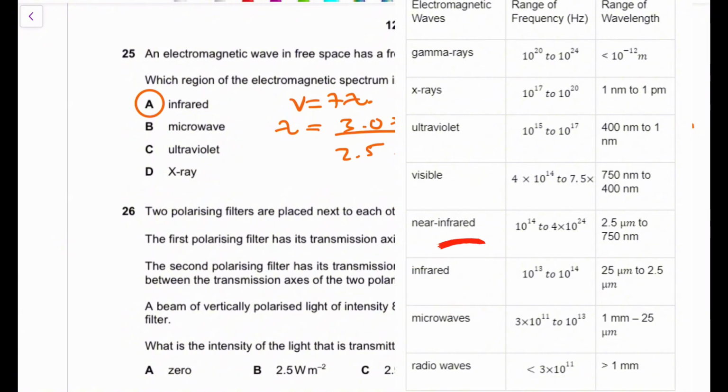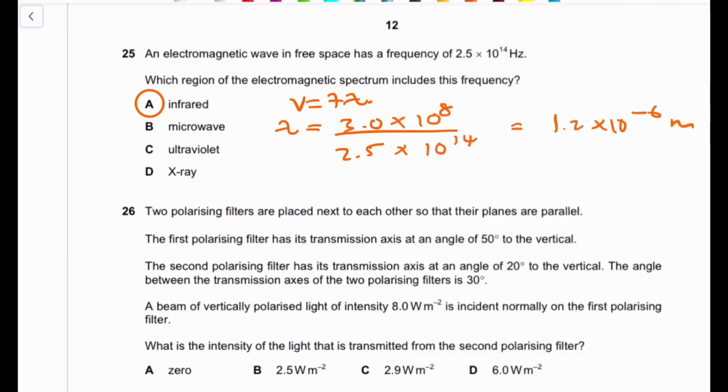As you can see from the order, infrared is the one that is between 700 times 10 to the power of negative 9 and about 10 to the power of negative 3 meters.